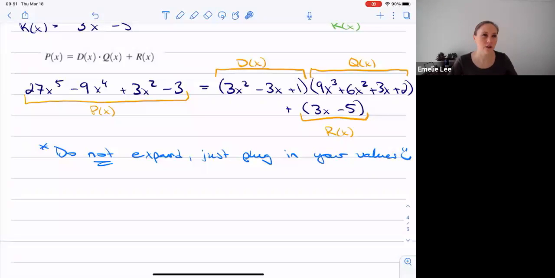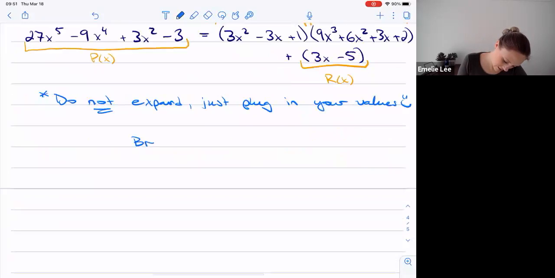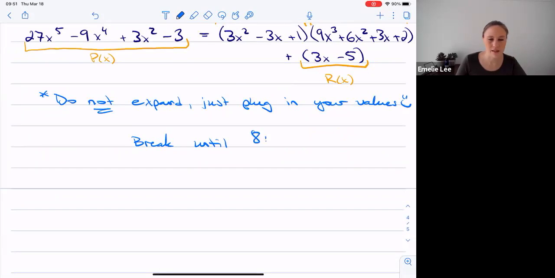Okay, so we can take a quick break before we start section 3.6, which is on graphing rational functions. So how about we do a little break until 8:55. How about that? Grab some water, caffeinate.